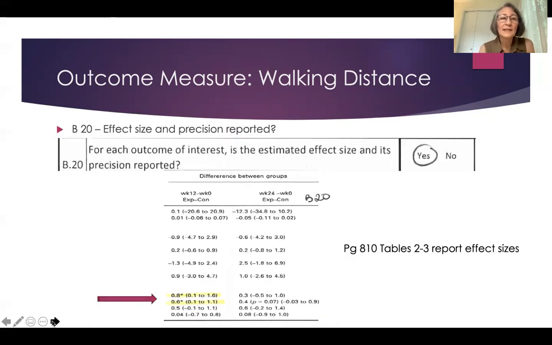For B20, is the effect size and precision reported for each outcome of interest? At week 12 and at week 24, we can see that, yes, they're including the effect size in tables 2 and 3. And in these cases, we can see they've got a little asterisk that indicates there were some significant differences.